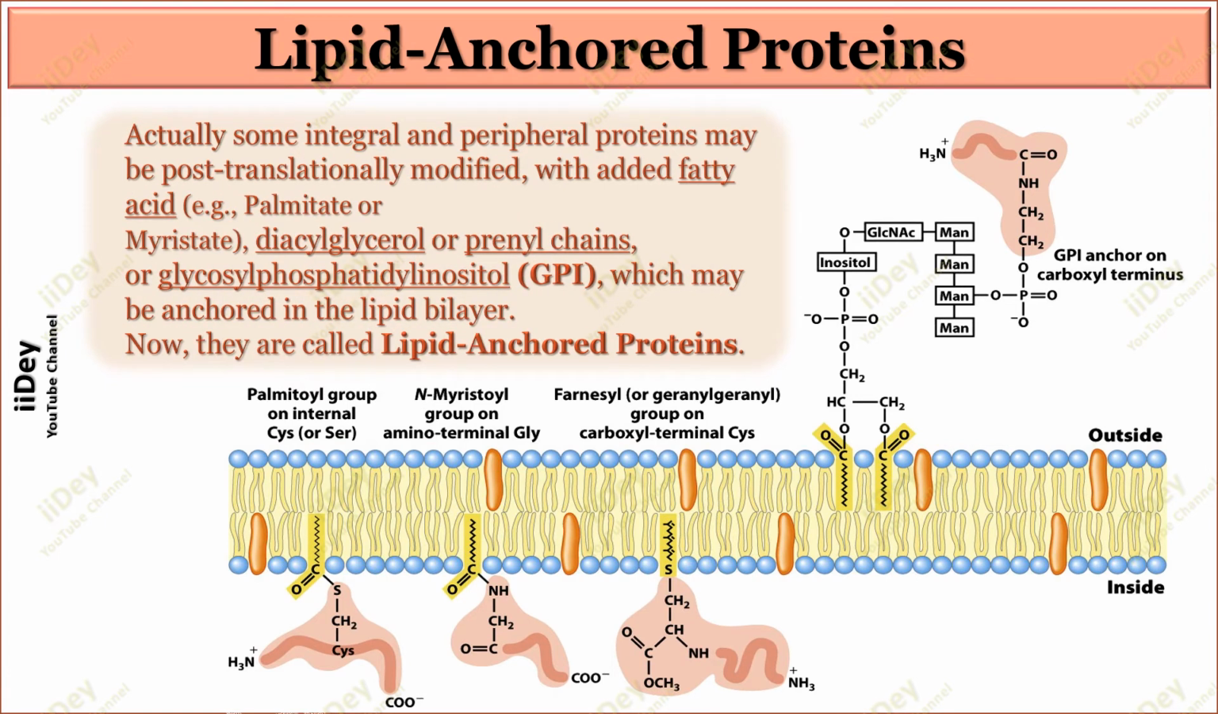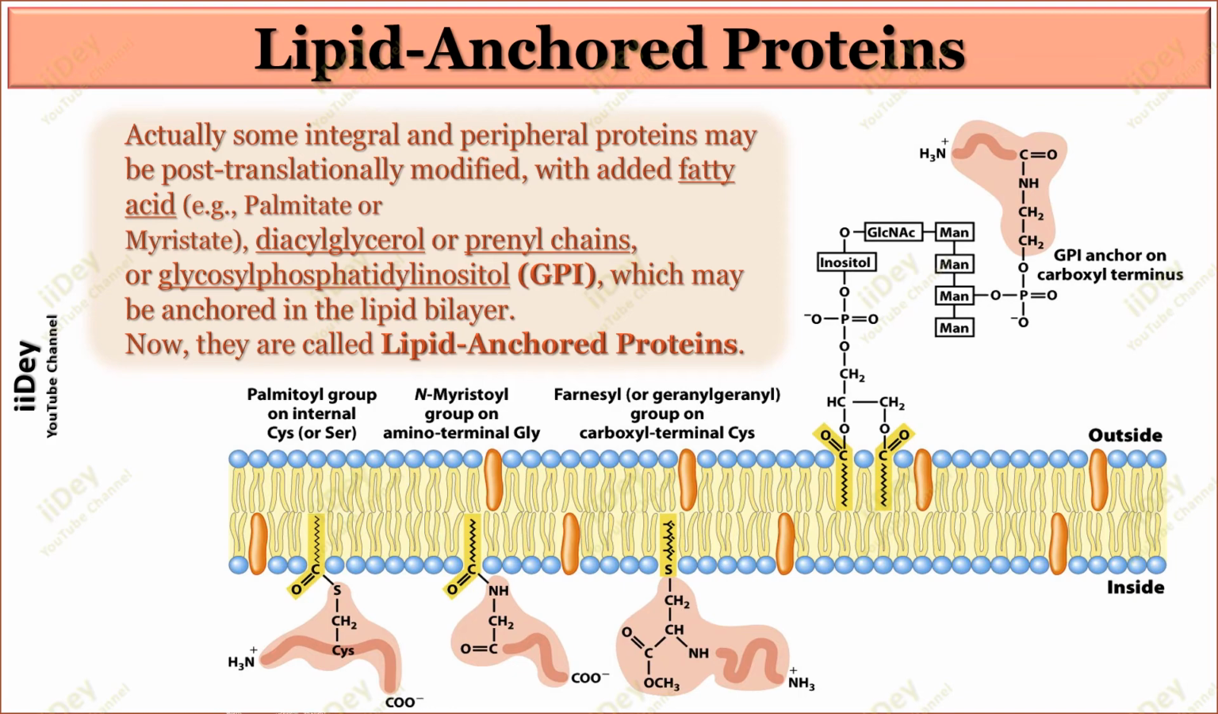Actually, some integral and peripheral proteins may be post-translationally modified, with added fatty acid, for example, palmitate or myristate, diacylglycerol, or prenyl chains, or glycosyl phosphatidylinositol or GPI, which may be anchored in the lipid bilayer. Now they are called lipid-anchored proteins.